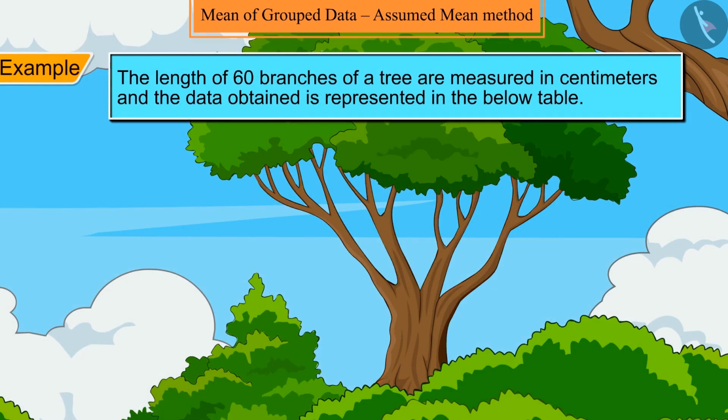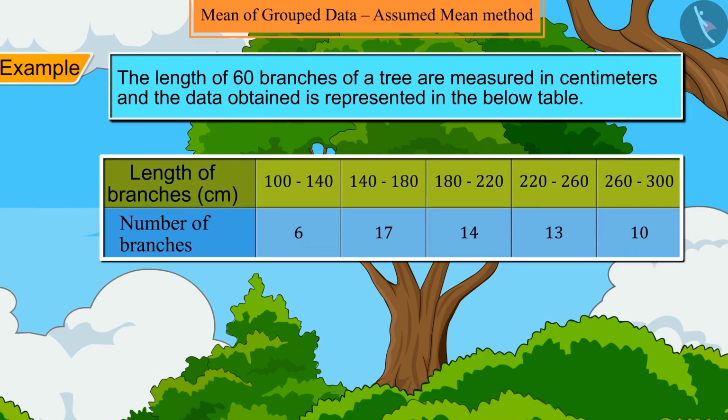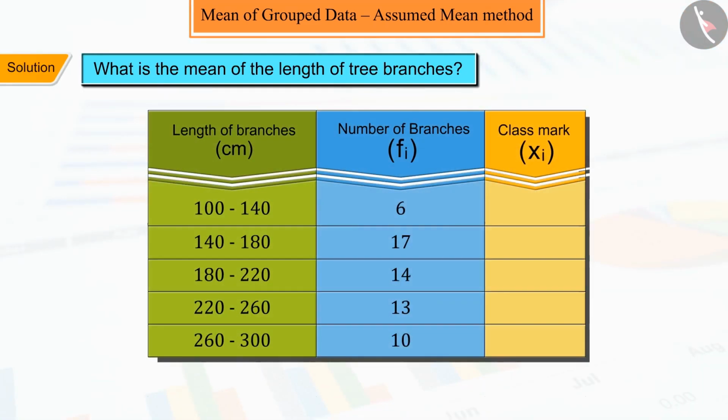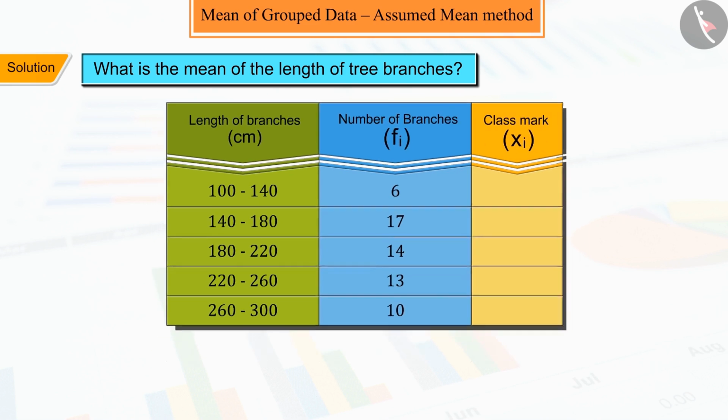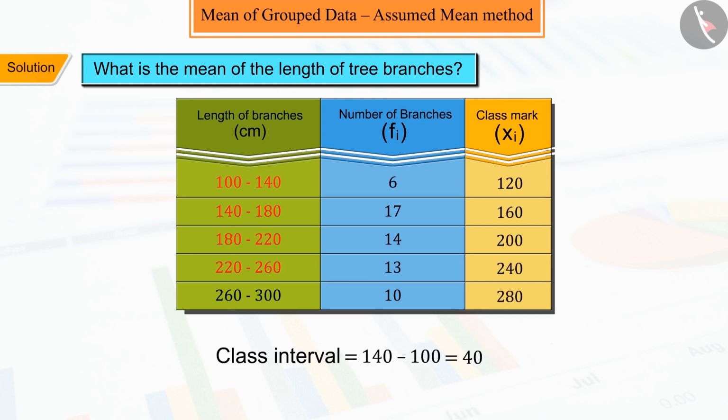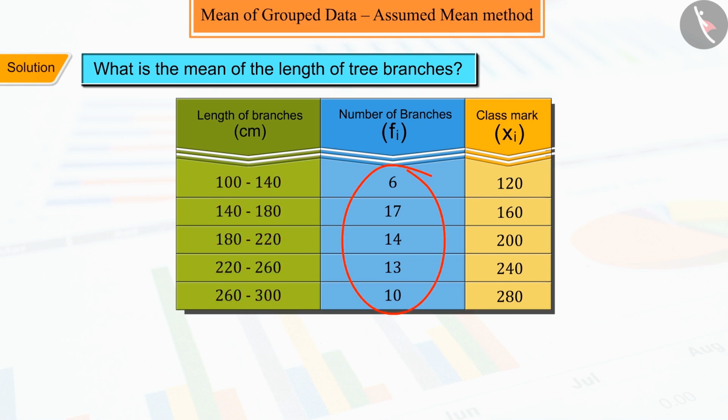The lengths of 60 branches of a tree are measured in centimeters and the data obtained is represented in the below table. Then, what is the mean of the lengths of the branches? Come, let's see. From the given table, for each class interval first we will find the class mark, that is the midpoint xi, for which we will use the class mark formula, where the class size is 40. Here the number of branches represents the frequency of each class interval, that is fi.